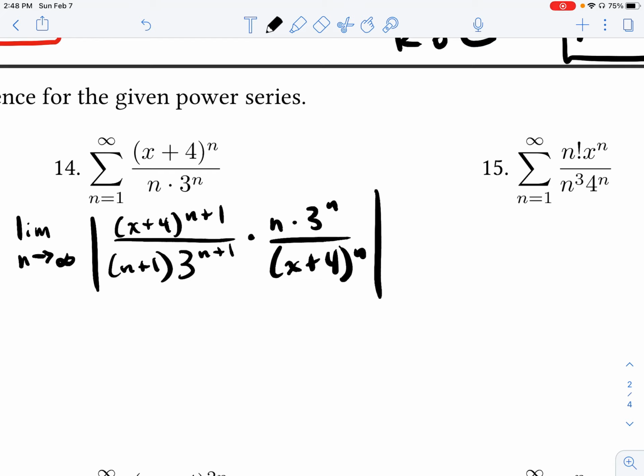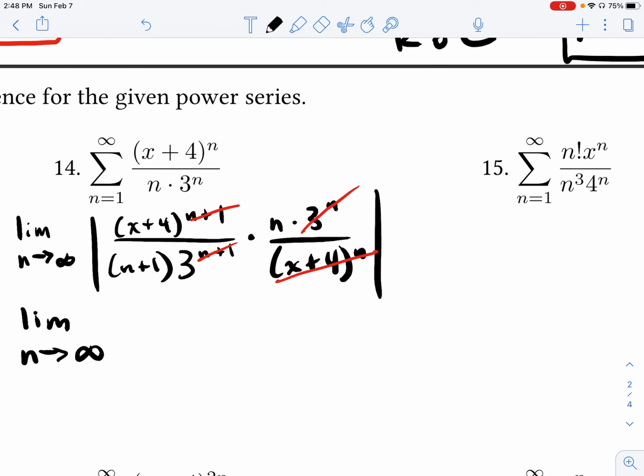All right, so now ask yourself, is there anything that I can clean up here? Well, I know I can divide this 3 to the n into this 3 to the n plus 1 down here in the denominator. So I'm going to divide that and that. And similarly, I've got an x plus 4 to the n in the denominator, and the x plus 4 is being raised to the n plus 1 power in the numerator. So I can divide that with this. So now that we've done some division, let's rewrite our ratio on our limit statement.